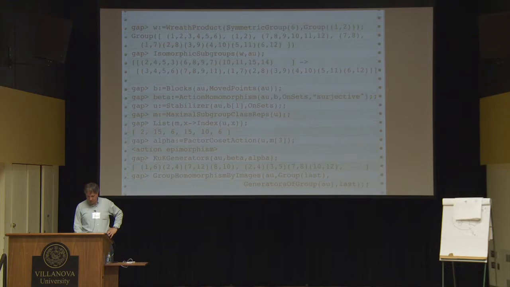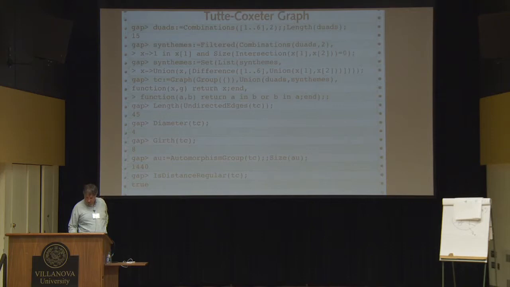From this group AU, monomorphisms into the group W, the wreath product, up to conjugacy of the images, and it finds this one homomorphism here. Of course, I could have done this differently. I could have gone back to my automorphism group here and looked at systems of imprimitivity. So this group acts on the unions of synthemes and duets. So we have overall 30 of them. It's a group of degree 30.